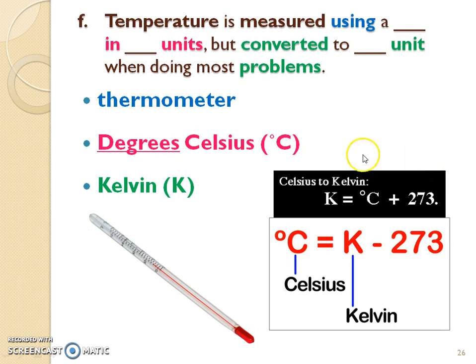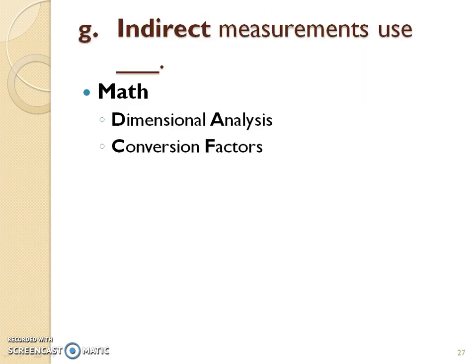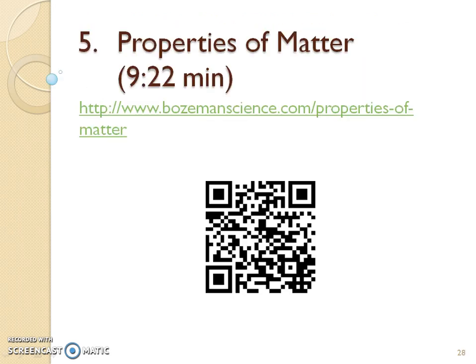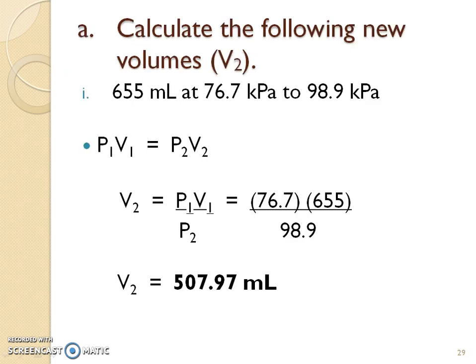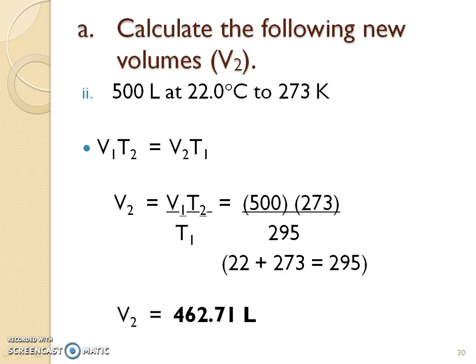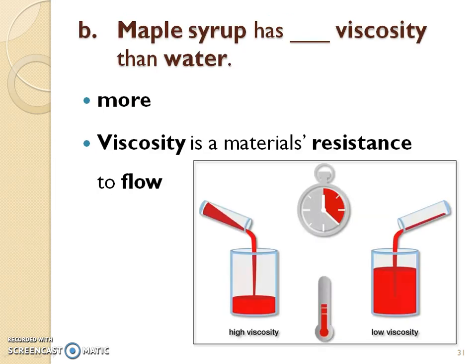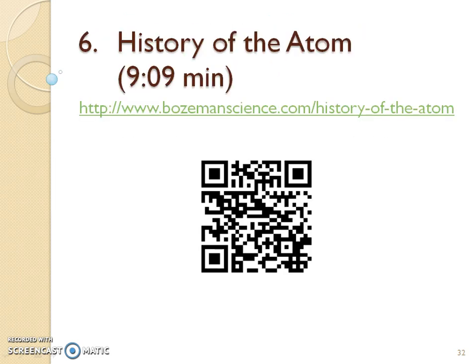This is also on your reference sheet, the Celsius to Kelvin or Kelvin to Celsius. So that's going to be on your reference sheet, but something easy to remember is that 273 number. You should have watched Properties of Matter. History of the atom.